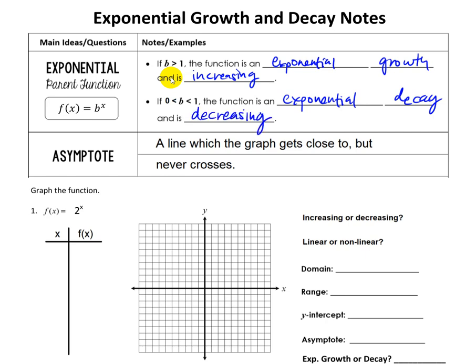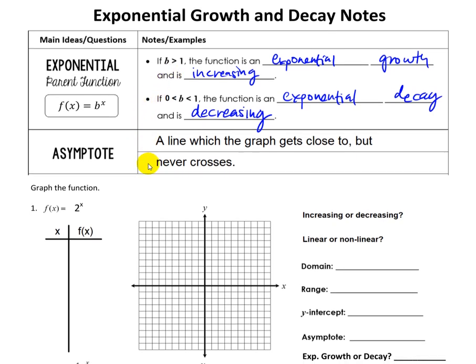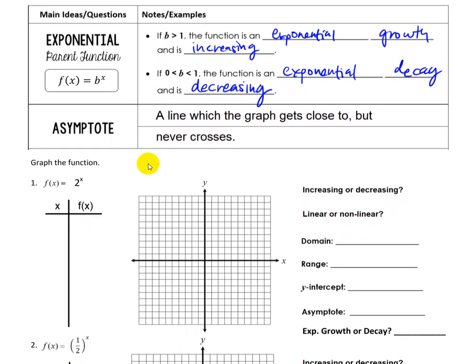Okay. There's also some terminology about an asymptote. So an asymptote is basically a line where the graph gets close to, but it never crosses. Okay. We're going to go ahead and look at this example. We're going to apply some of these definitions up here, just to help you guys out. Okay. So let's say we plot a bunch of x values. Let's say we take -2, -1, 0, 1 and 2 or something.